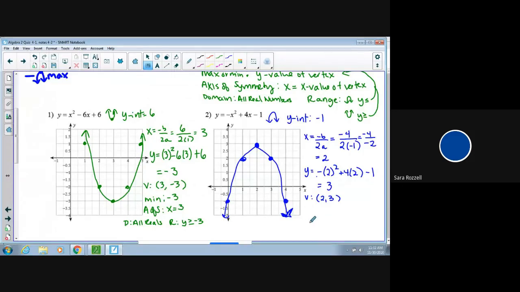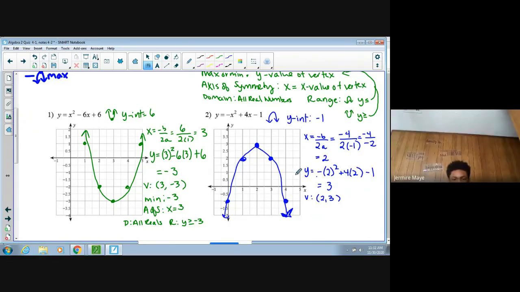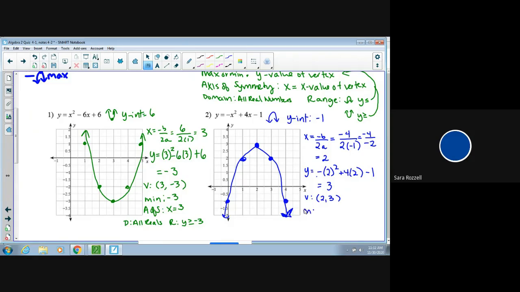Jeremiah, is the vertex a maximum or a minimum? It's a maximum. Yeah, because it's the top, so it's a maximum. And the highest number we get to is 3. Our axis of symmetry goes straight down the middle at x equals 2. Okay. And the domain, all reals.